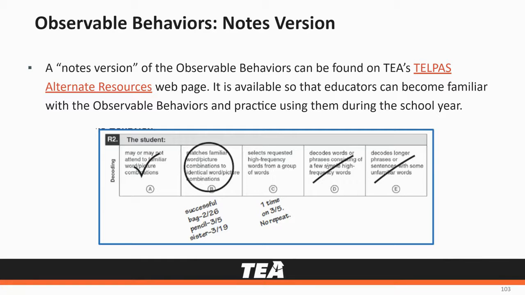So, for example, with this decoding, you can see that this student definitely all the time had new familiar word picture combinations. She was successful with different words at different dates. One time she could do it at a C level, never got to D or E. So they circled B because that's where she was most of the time.